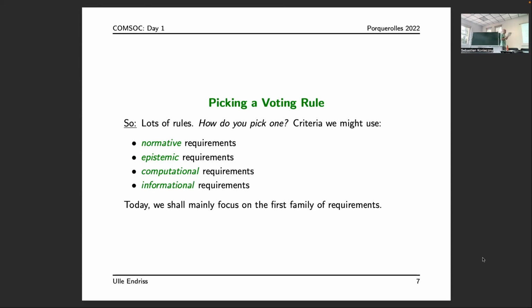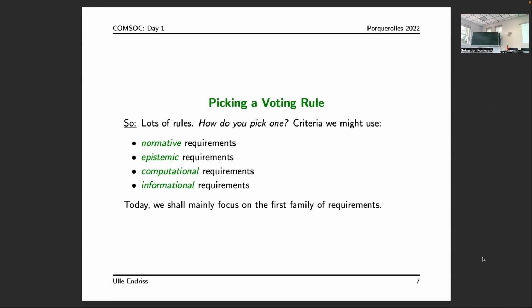There are epistemic arguments we can use. That means, imagine there is an underlying ground truth. There's really a best alternative. I'm not sure the drinks example is a good choice. Well, maybe there's objectively the one that's best for your health or for your happiness or something like this.